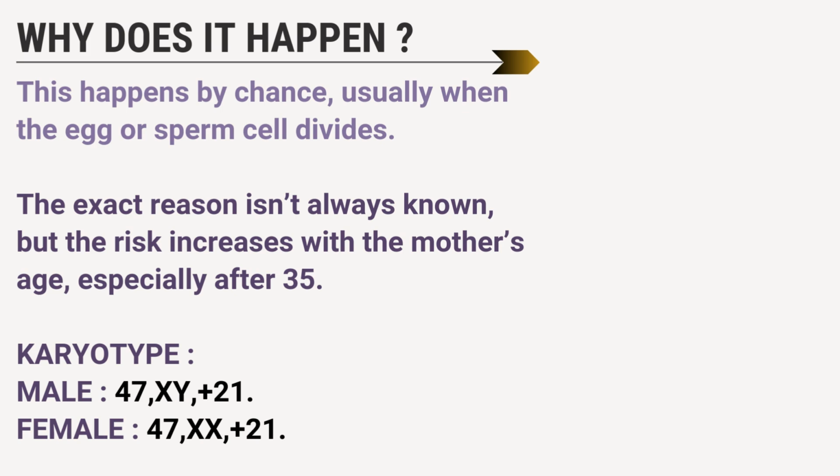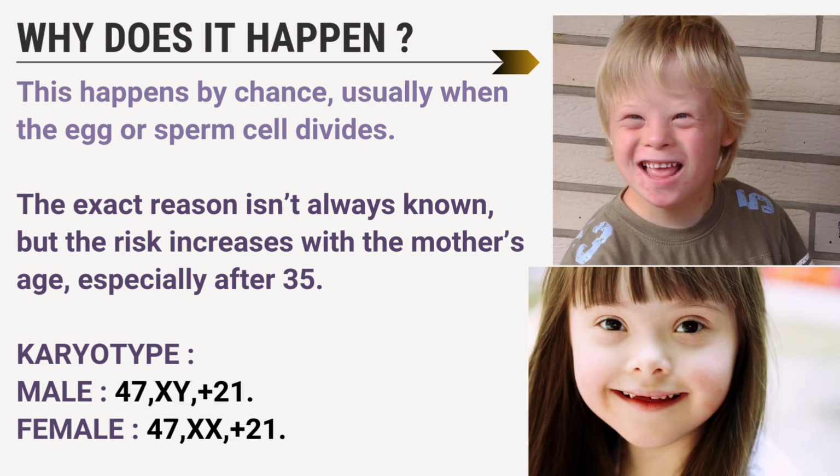The karyotype for them is found to be as following. The male has a 47XY plus 21 while the female has a 47XX plus 21. As you see to the right, the upper picture represents a male with Down syndrome while below is a female with Down syndrome.